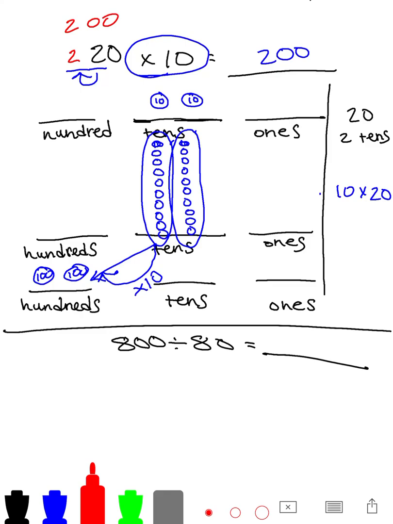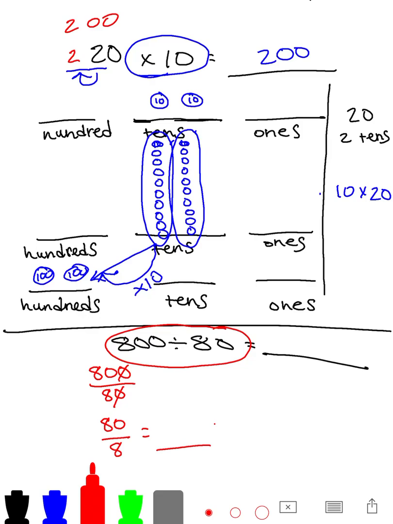For division, I'm going to rewrite this problem so that it looks like a fraction. 800 divided by 80. Now I can simplify this problem by crossing out any zeros that they have in common. So both numbers have at least 1 zero. So I'm going to cross off 1 zero. So my new equation becomes 80 divided by 8 equals what?